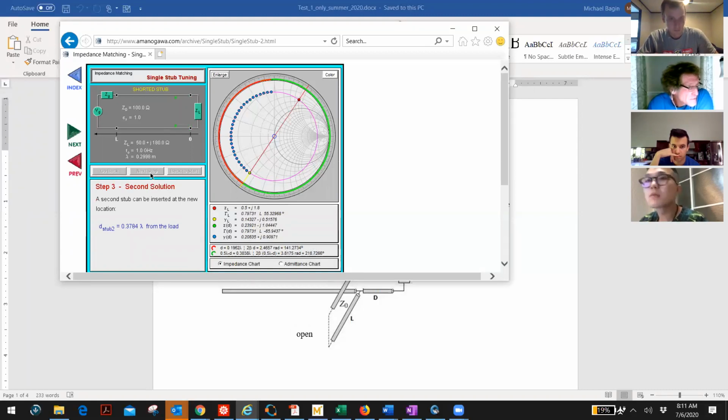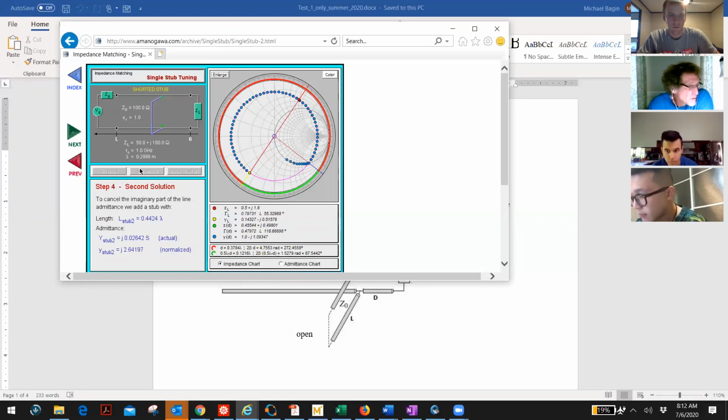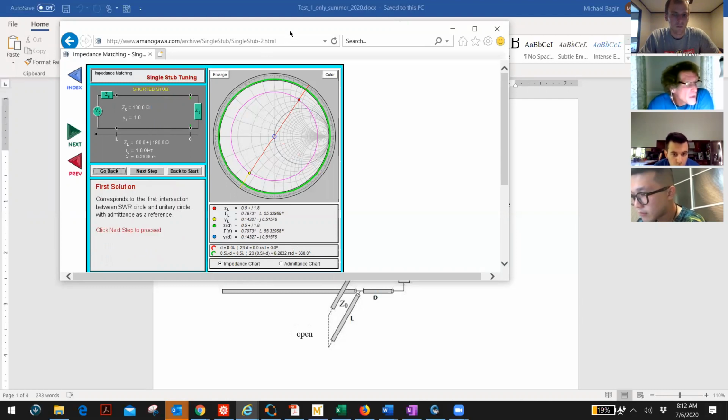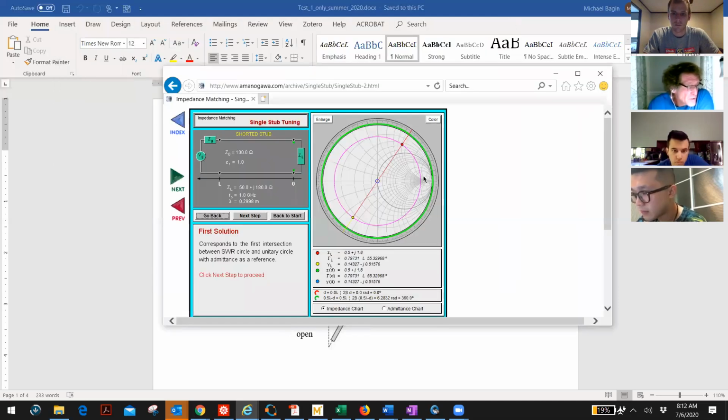All right, a second. This is another possibility. This would be a longer length from the actual line, or D would be longer, but L would be shorter. And if you see here, let me go back. So you want the minimal length from the stub, so that would be this, the second one.